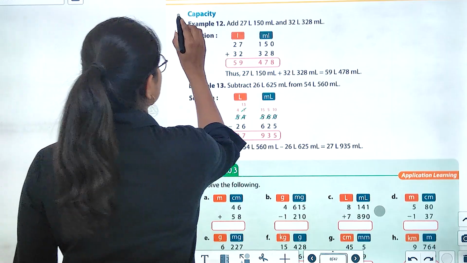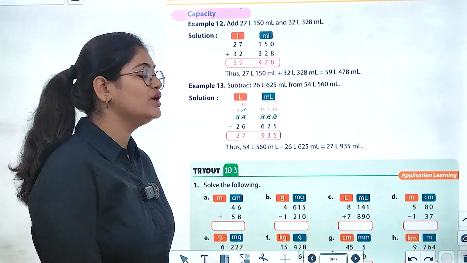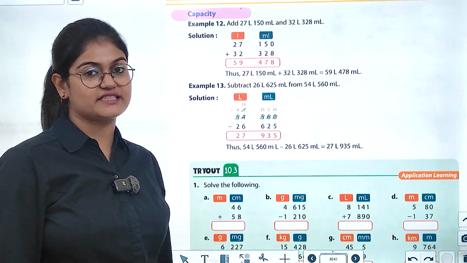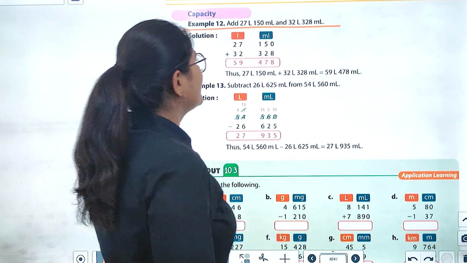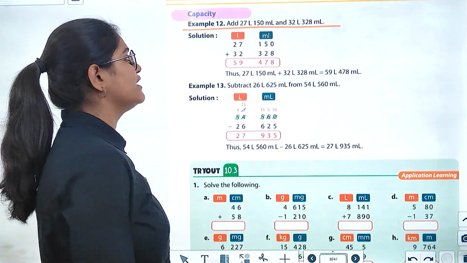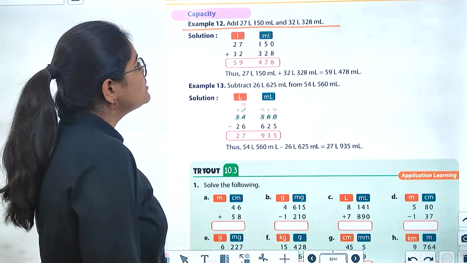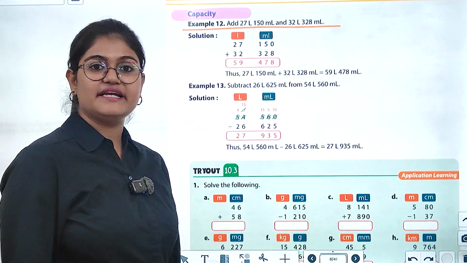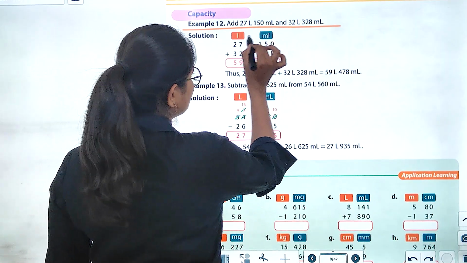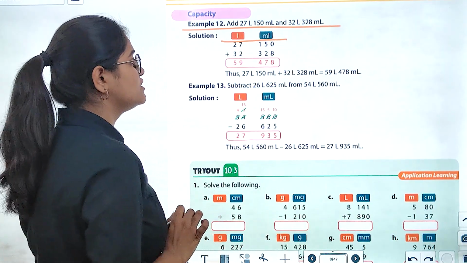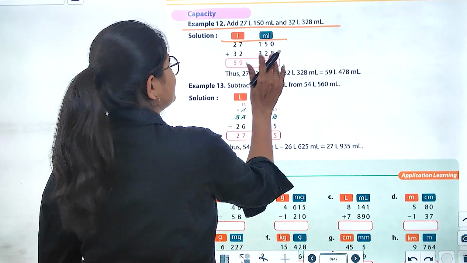Talk about capacity. So, अब देखते हैं कि हम capacity को कैसे add या फिर subtract करते हैं. So, it says add 27 liters, 150 milliliters and 32 liters, 328 milliliters. Correct? So, we have the 2 units over here, right?